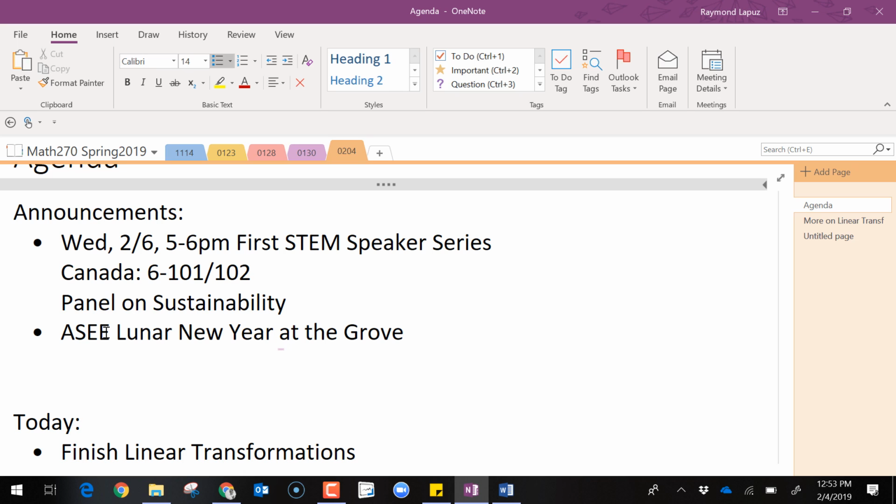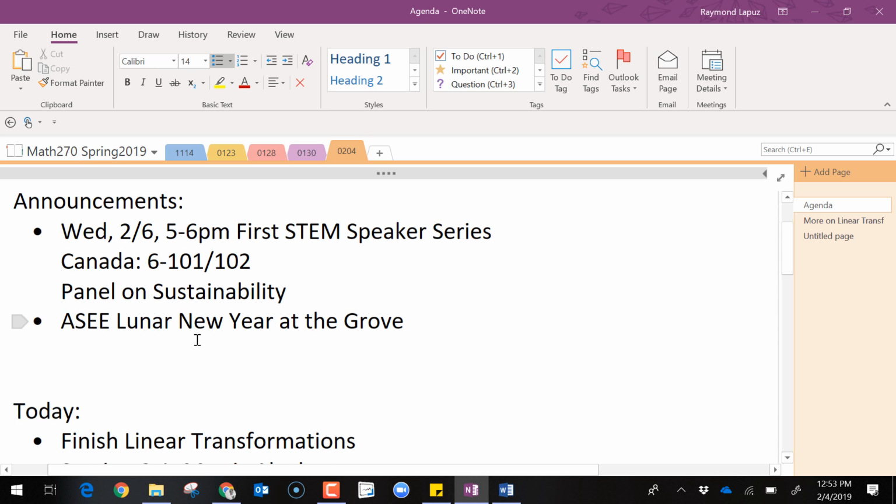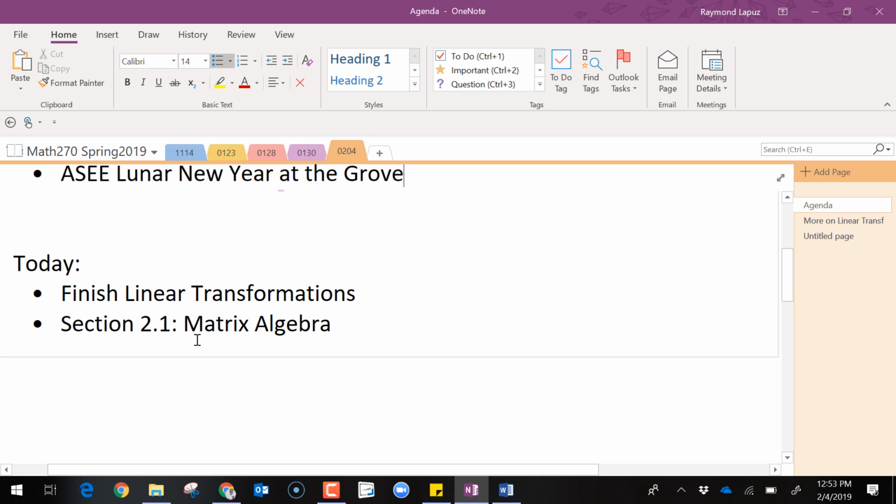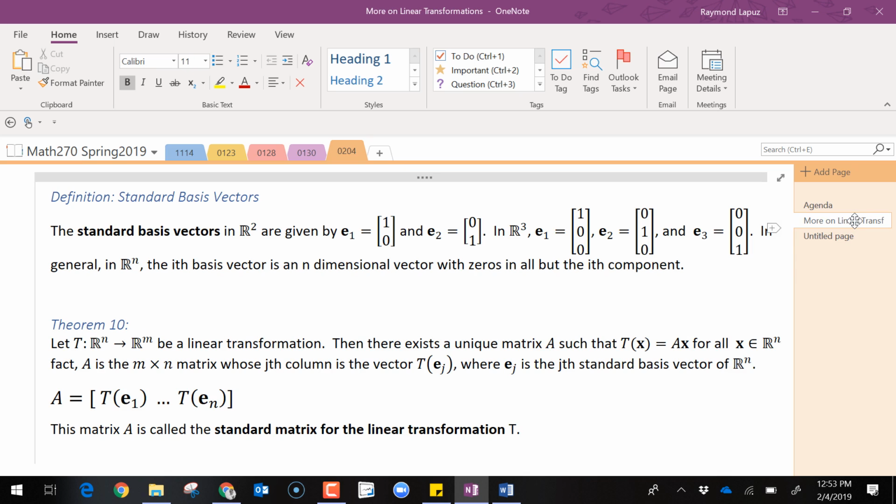Okay, let's get going. So today we're going to finish talking about linear transformations and then jump into 2.1 with linear algebra, matrix algebra. So that's our plan for today. I thought we'd actually completed linear transformations, but when I was looking at my notes, there's still a handful of things happening down here. So here's the last bit of the linear transformations, and we'll try to dig up some examples to see what these actually mean.